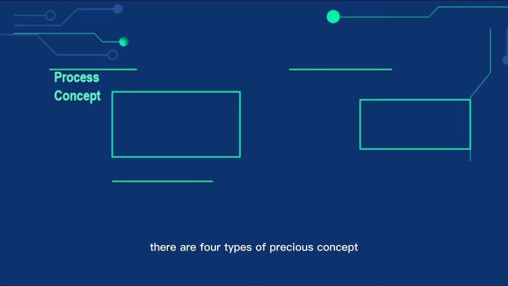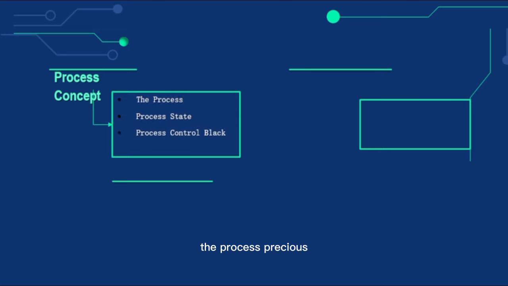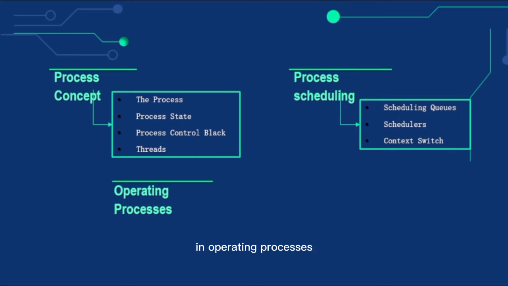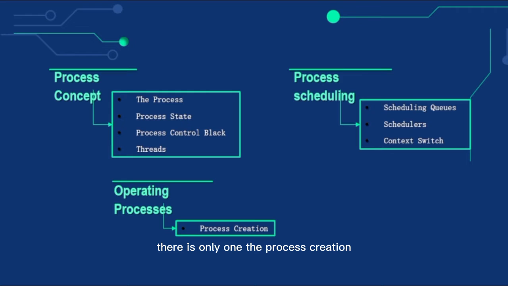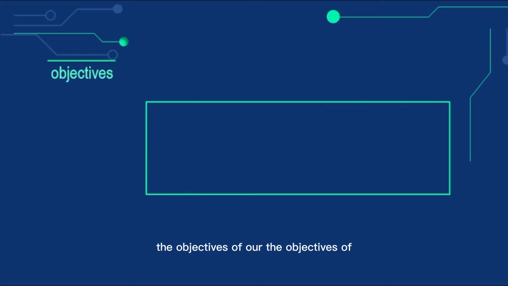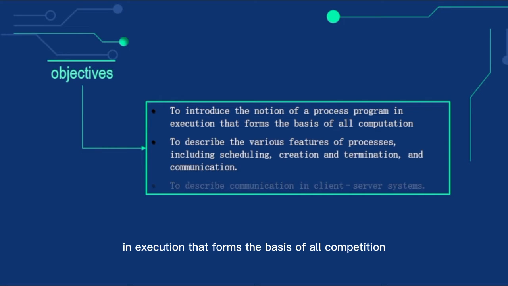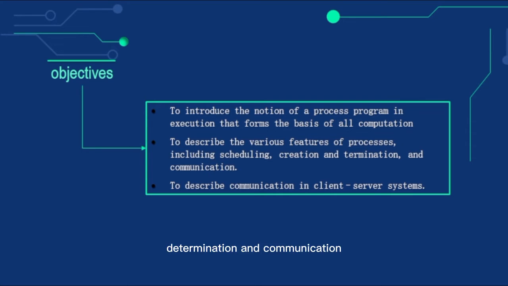There are three parts to the process concept: the process state, the process control block, and threads. In process scheduling, there are scheduling queues, schedulers, and context switch. In operations on processes, there's only one, the process creation. The objectives of this topic are to introduce the notion of a process, a program in execution that forms the basis of all computation, to describe the various features of processes, including scheduling, creation, termination, and communication, and to describe communication in a client-server system.